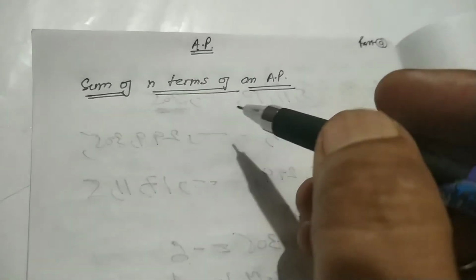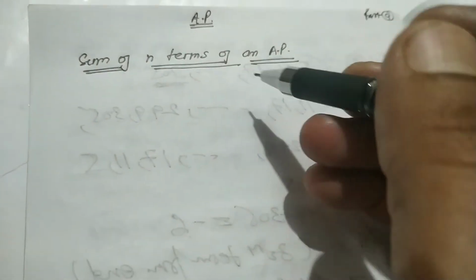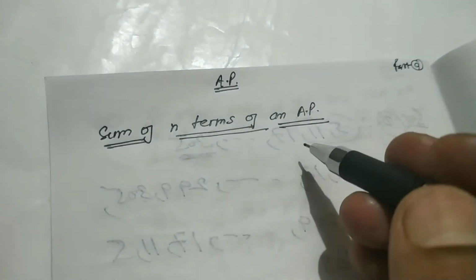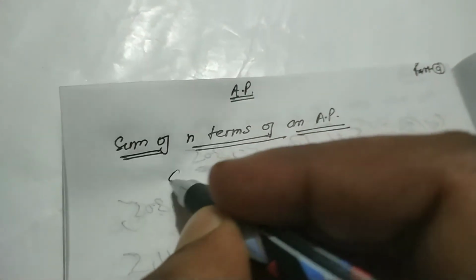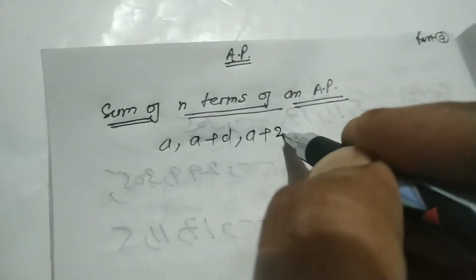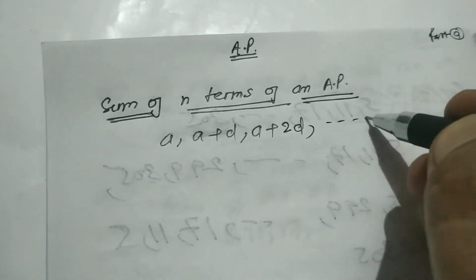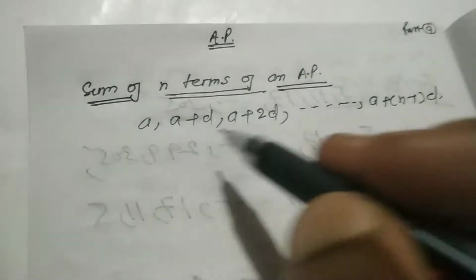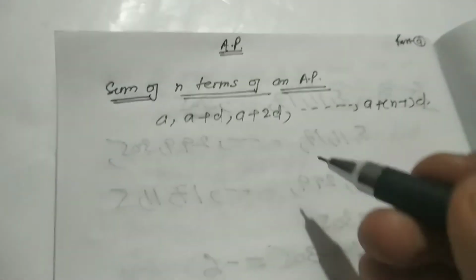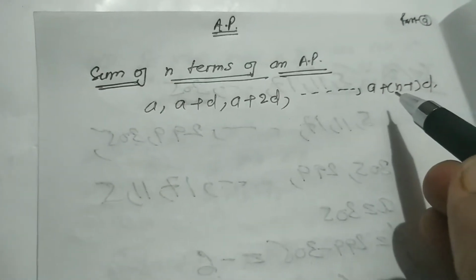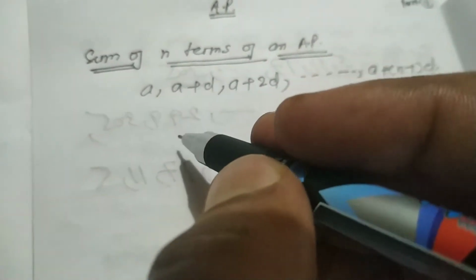In previous sessions we have solved problems related to the nth term of an AP, and today we are going to discuss the sum of n terms of an AP. This is the AP: a, a plus d, a plus 2d, dot dot, a plus (n minus 1) into d. Before going to the sum of all these terms, let's give examples.